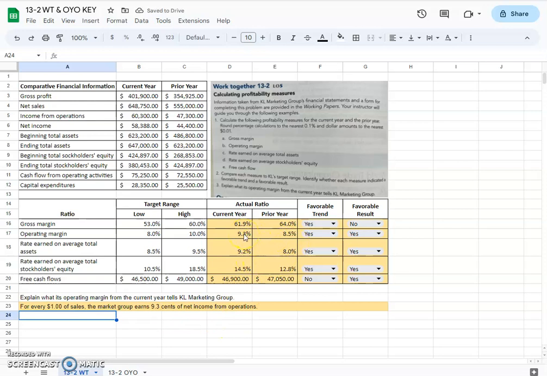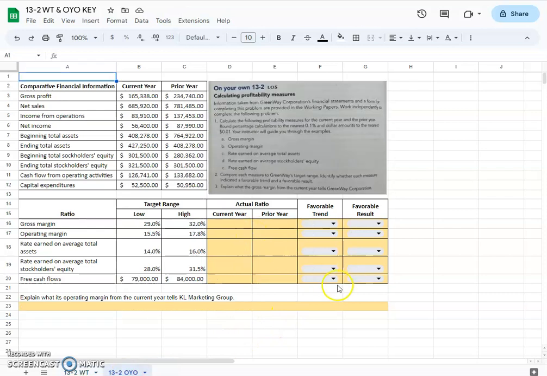So this was Work Together 13.2. And the On Your Own here is on the other tab. And you can do that one on your own.